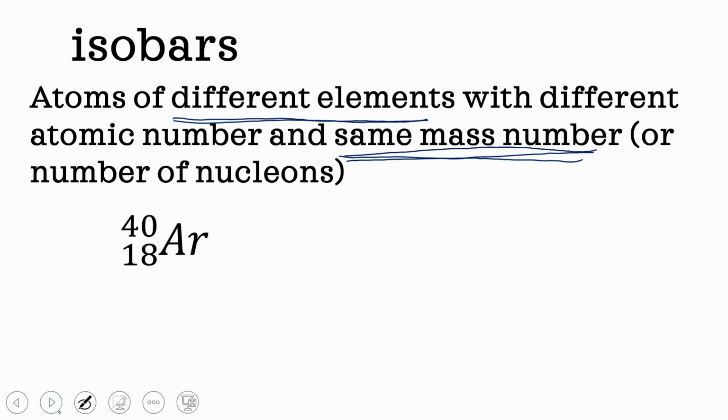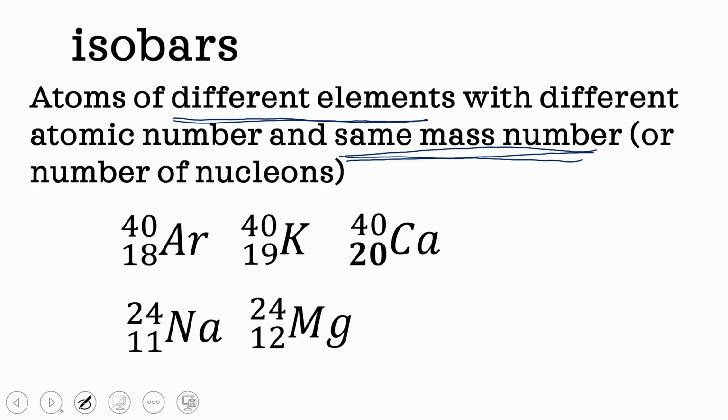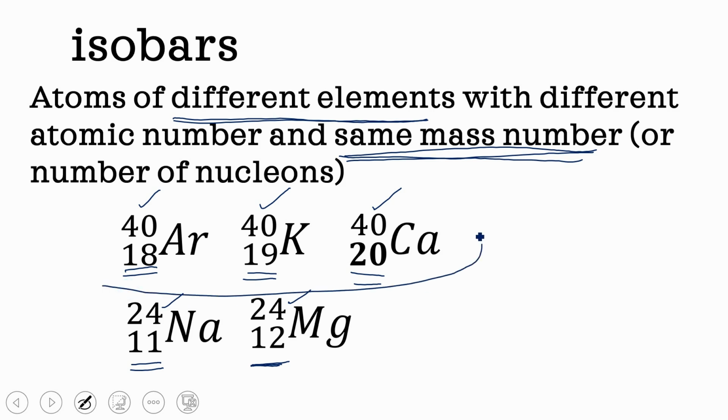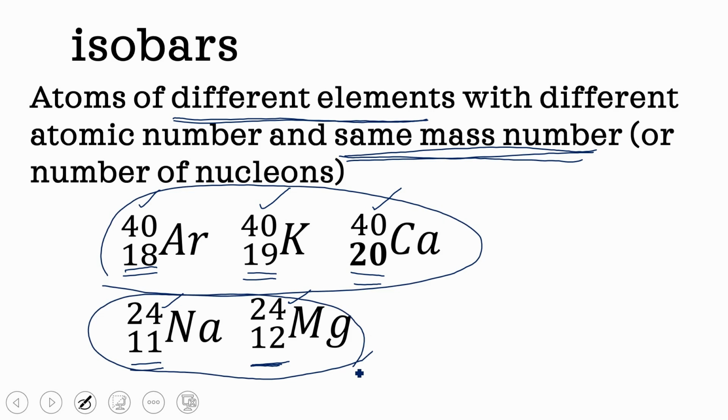One example is argon 18-40, then potassium 19-40 and calcium 20-40. All the three. Then sodium 11-24, magnesium 12-24. Here you have atomic numbers 18, 19, 20, which are different. Mass number is 40, 40, 40. Here atomic number 11, 12 are different, but mass number is 24 here. Here also it is 24. So they have the same mass numbers, and remember they are different elements. This is argon, potassium, calcium. So these three are isobars, having the same mass number. These two are another set of isobars.